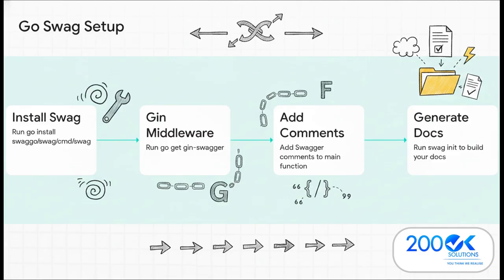Third, you add a few high-level comments to your main function, like your API's title, version, and base path. And fourth, you simply run swag init in your terminal. Swag immediately scans your code, parses those comments, and boom, it generates a docs folder containing your JSON and YAML files. It really is that fast to lay the foundation.